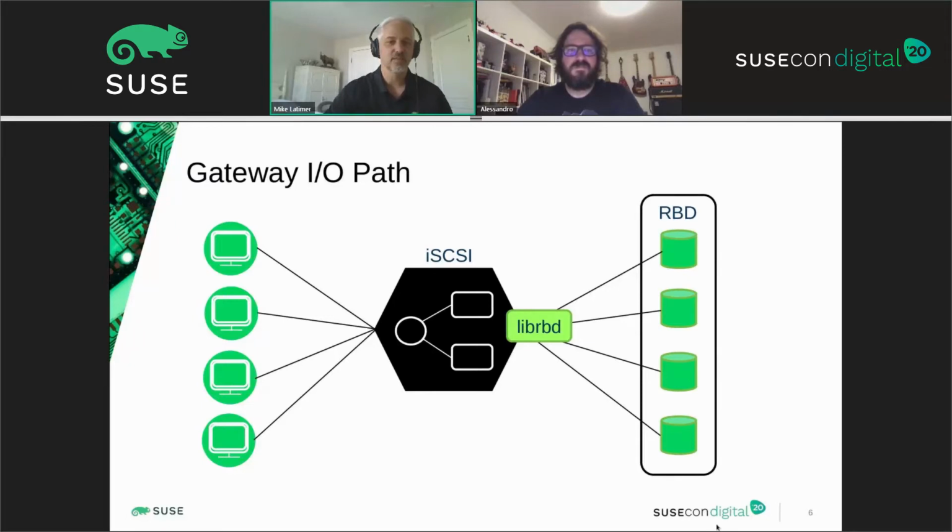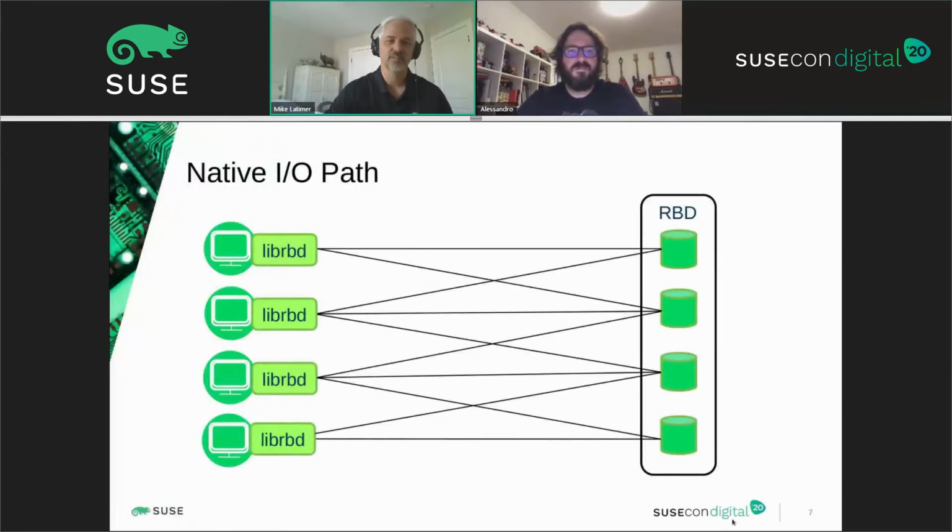If you were to take this and switch to a native I/O model, it looks more like this, where librbd is actually an integral part of the client itself, and that eliminates the gateways being the central point that provides access to the RBD, and the individual clients can directly contact the OSD devices which are holding parts of that RBD image itself. So this model completely removes the potential CPU and I/O bottlenecks that you get in the gateway model.